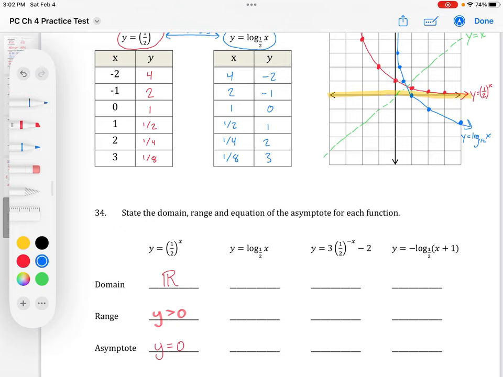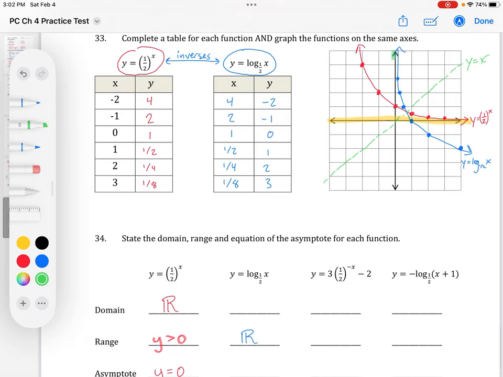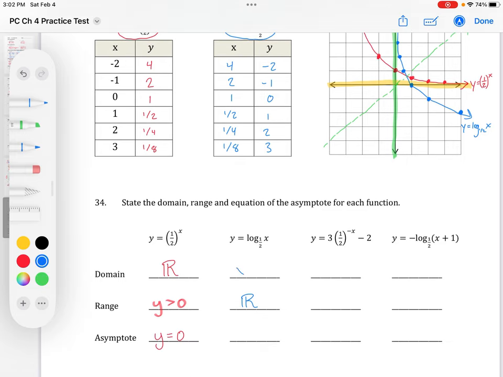Okay? For the log function, remember this is the inverse, so now your range is all reals. And then your domain is based on this line right here, because a log graph is always to the right of x equals 0. So your domain is x is greater than 0. Remember, you can only take logs of positive numbers. And then your asymptote is the line x equals 0. Okay, so now let's look at what happens in this third one.